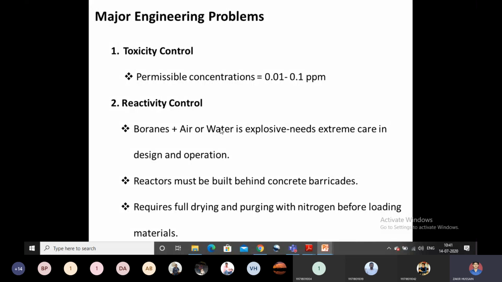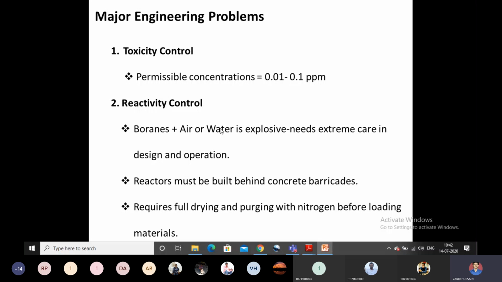And the next, this is a highly explosive reaction. So whenever the reactors are there, they must be separated behind concrete barricades. Around the reactor there should be concrete barricades in order to limit the disastrous effects of reactions inside the reactor, so that whenever some safety mishap happens, it does not release toxicity to the outside environment.